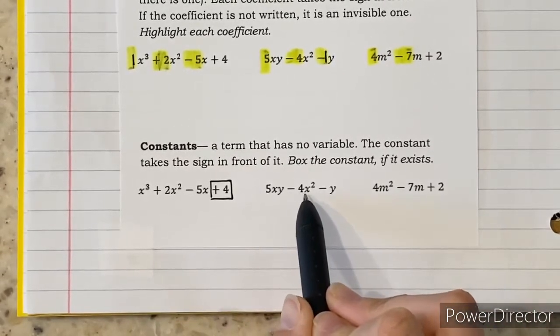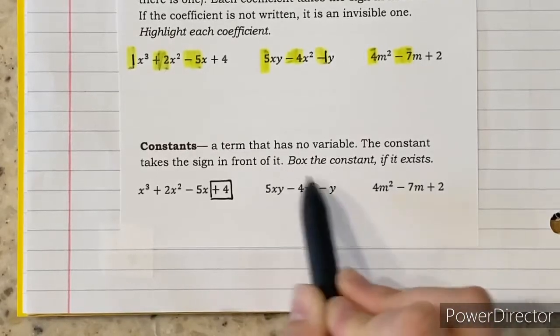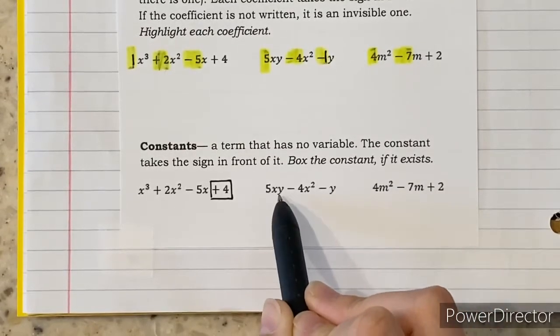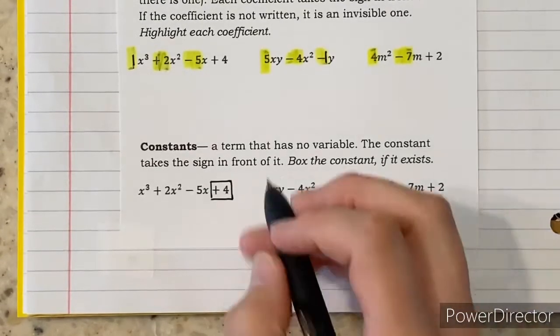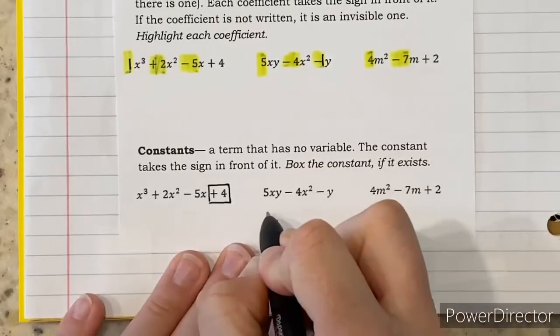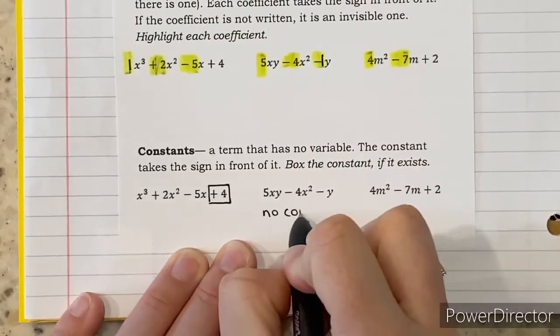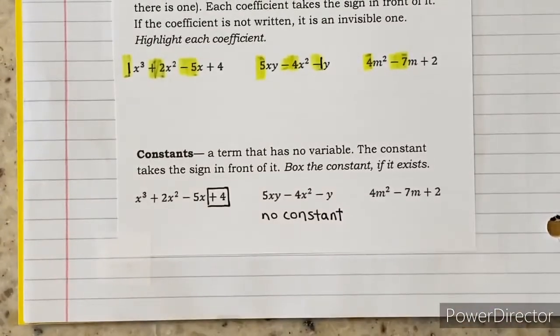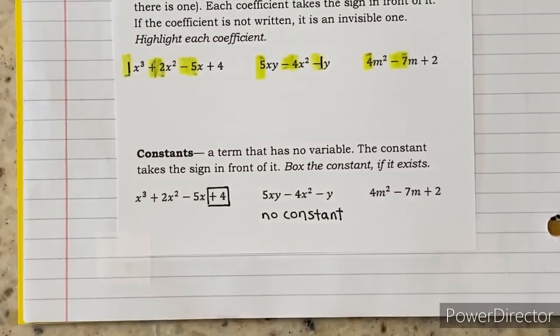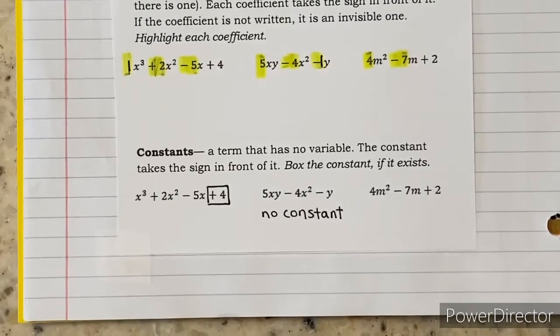Okay, now the second one. 5xy minus 4x squared minus y. If I look at this, all of these terms have a variable on it. So there's not a number that's just by itself. So, this one does not have a constant. So don't get tricked up by that. Sometimes there just isn't one, and that's okay.